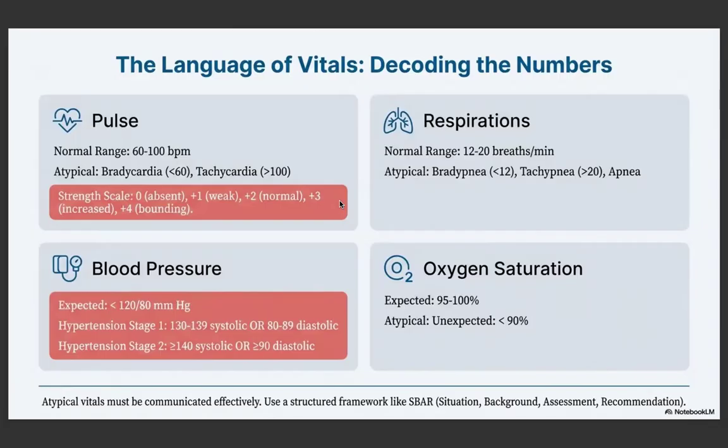And then when we see the strength scale, what that means is when we're palpating our pulses, when we're doing our head to toe, this is how strongly their pulse feels. 2 is going to be normal. 1 is going to be weak. And some of our elderly patients, a 1 is really, really normal. A 0, that's absent.